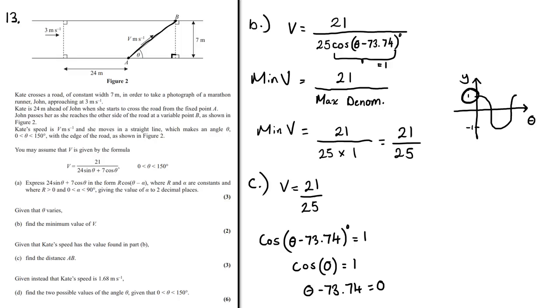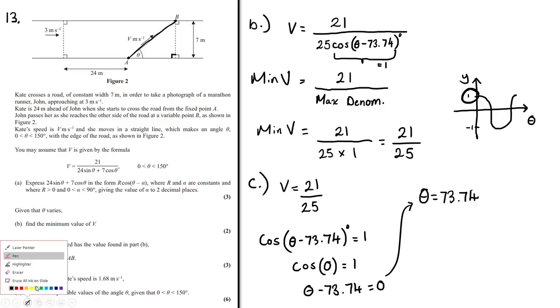And from here then, we can clearly just solve now for theta by adding 73.74 to both sides. What I get then is that theta is equal to 73.74. Okay? So what I'll quickly do here is just sketch this triangle out again. Let's do this in a different pen colour just to make it nice and clear. So if I sketch this, it might look something like this.